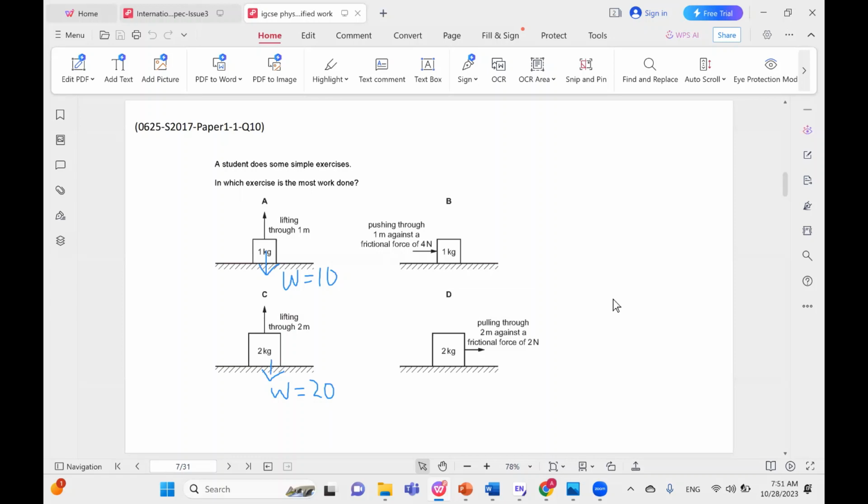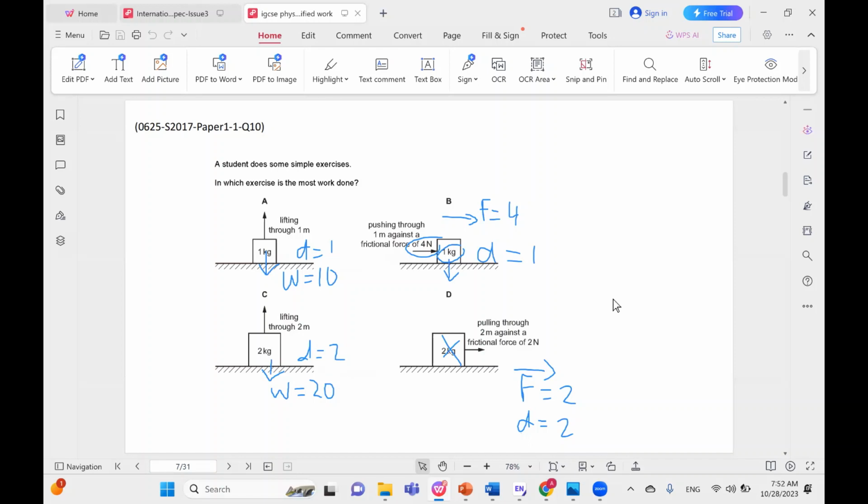Here, the masses are irrelevant because the weight acts downwards and we don't care. So we only care about the horizontal force here, F equals 4. And here as well, we don't care about the mass. We just care about the force, which is 2 newtons. And the distances are 2 and 1. And 1 here as well. And 2 here as well.